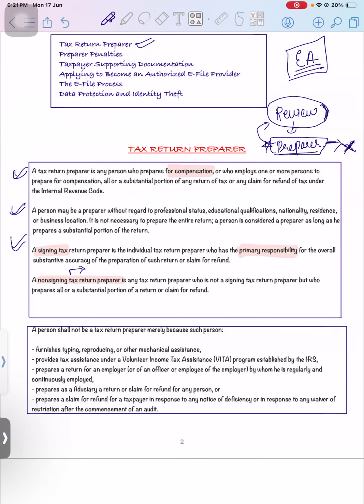And this senior is a CPA, he is going to put a signature and everything on the return and file it to the IRS. So this one is a signing tax return preparer. Got it, guys? So a non-signing tax return preparer is any tax return preparer who is not signing the return, but who prepares all or a substantial portion of the return or claim for the refund.